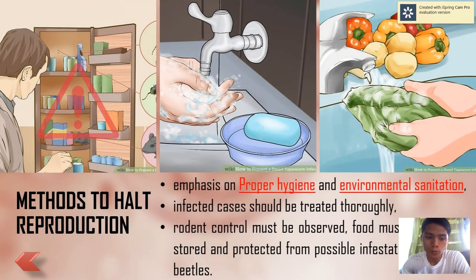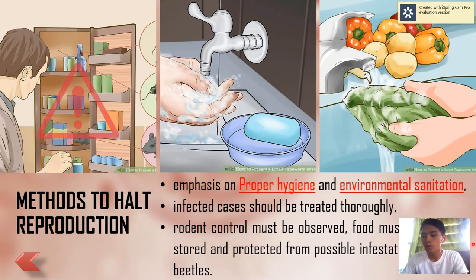So, methods to hold reproduction, or preventive measures. Emphasis on proper hygiene is important. Hand washing to break the chain of infection, and environmental sanitation. Infective cases should be treated thoroughly. If you have an H. nana infection, those close to you in your house or institution should also be treated because they might be infected also. Rodent control must be observed.